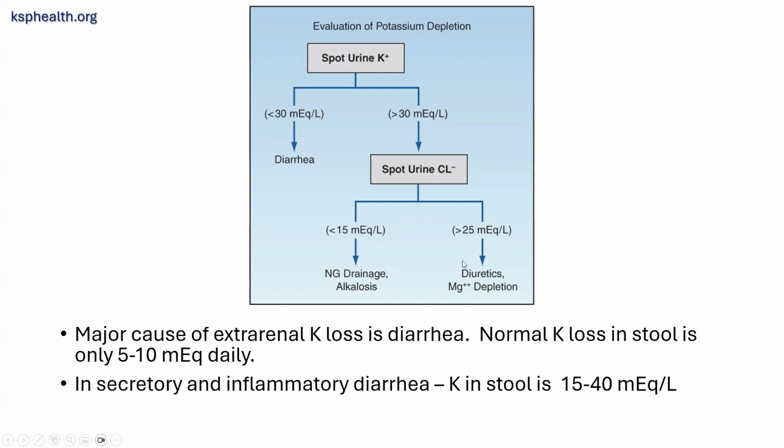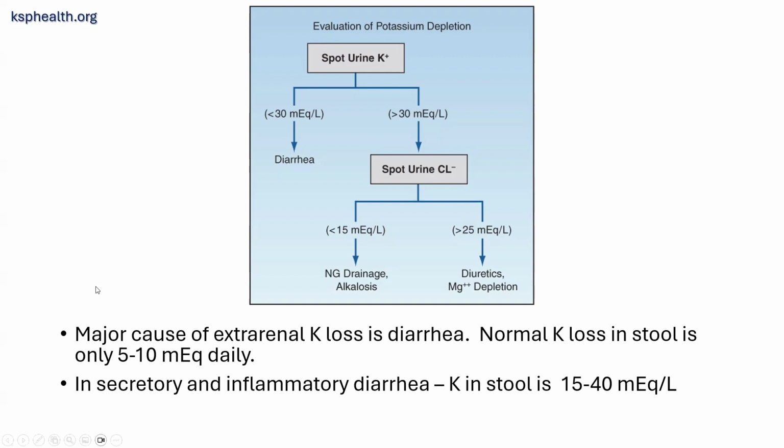Even though I put this one, in practicality we don't go into this because the potassium loss is very obvious. Diarrhea, NG drainage, alkalosis, diuretics. Associated hypomagnesemia, we always check the magnesium level so we will know. So you treat potassium and the magnesium simultaneously.